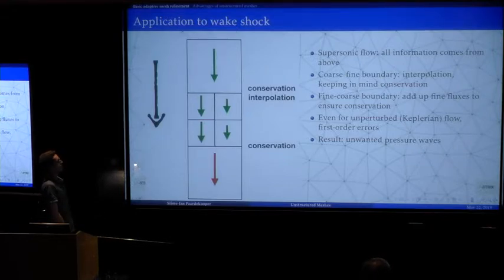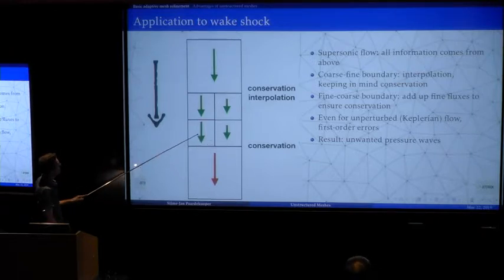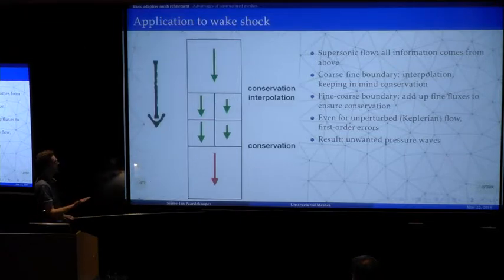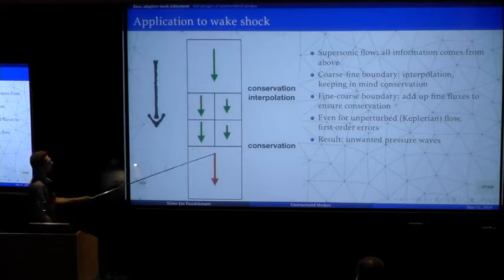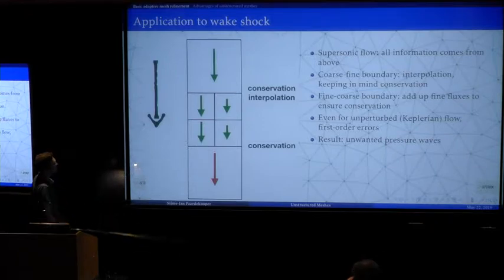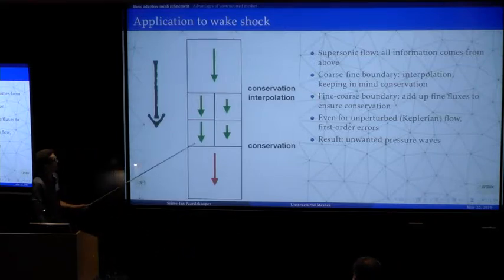But that can be a problem in a Keplerian disk, because if I take the Keplerian velocity at this radial location and average the 2, I do not get the Keplerian velocity at this location because it's nonlinear. So even in an unperturbed disk, you make an error here, which is first order in the size of the grid cells. So the result is that at this location you get pressure waves that are purely numerical.